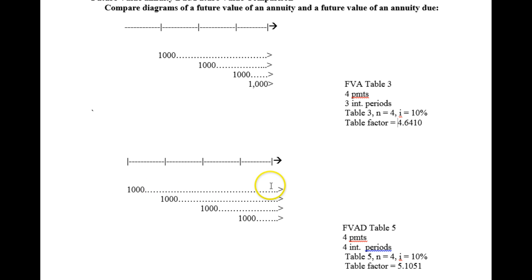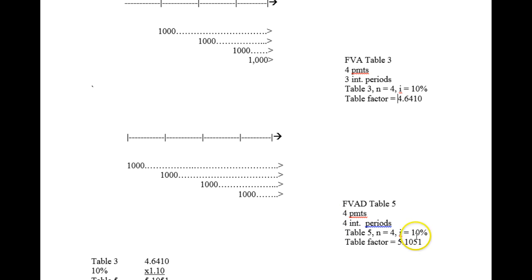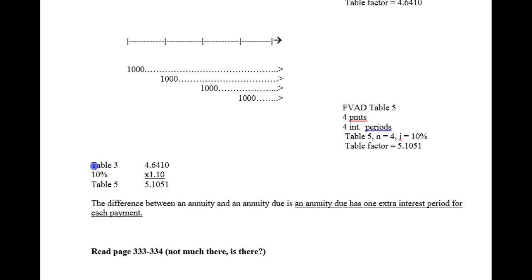The first payment has 4 interest periods, the second 3, the third 2, and the last one 1. There are as many interest periods as there are payments, and the interest factor for this becomes 5.1051. It is a big difference. If you take Table 3, 4.6410, and increase it by 10%, multiplying by 1.10, it becomes exactly the Table 5 number. So I hope I've impressed upon you that the difference between an annuity and an annuity due is that an annuity due has one extra interest period for each payment when it comes to future value.